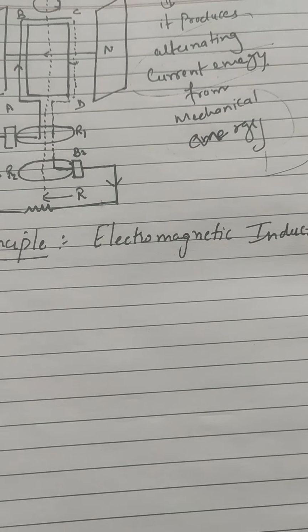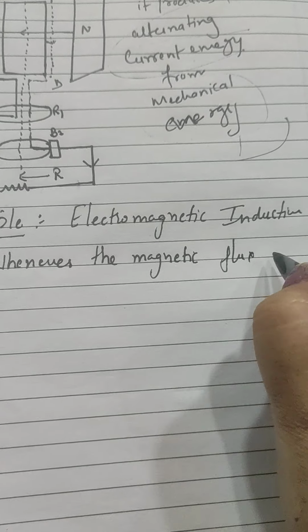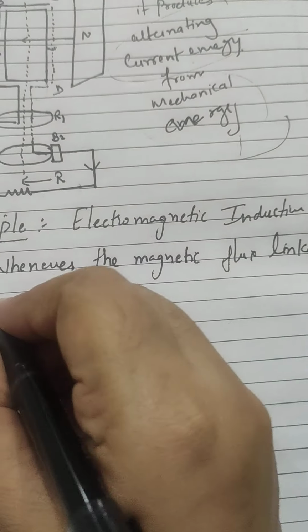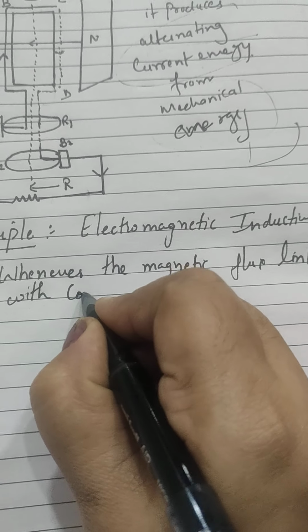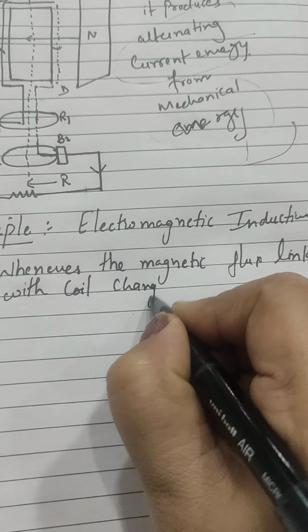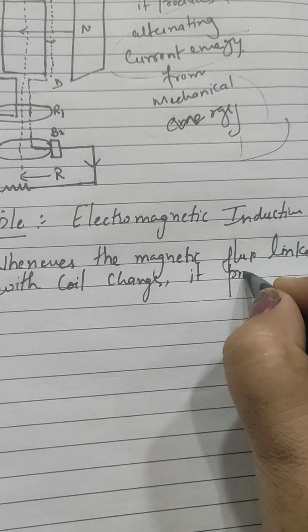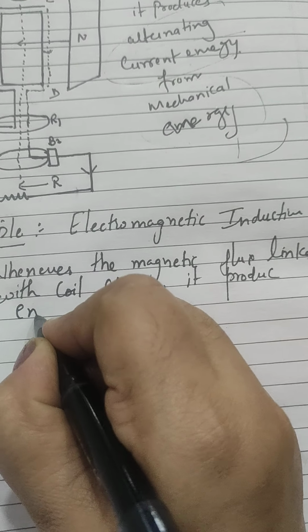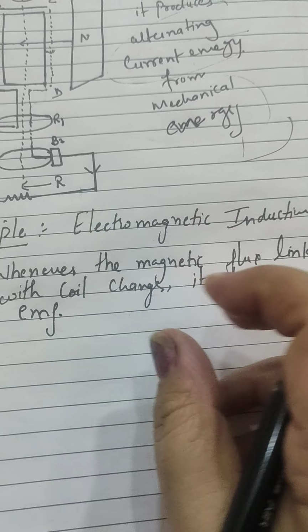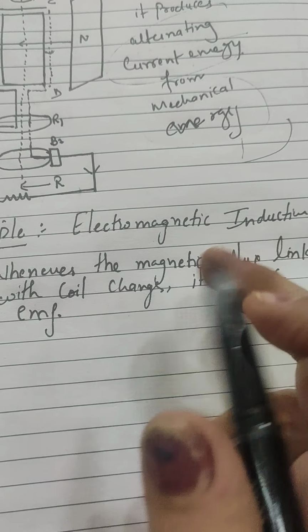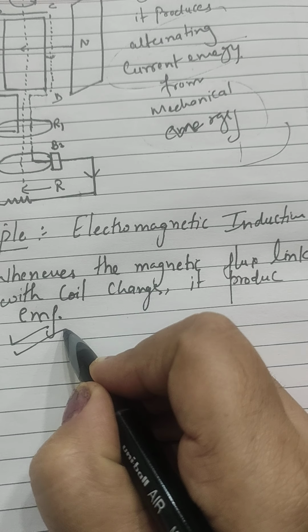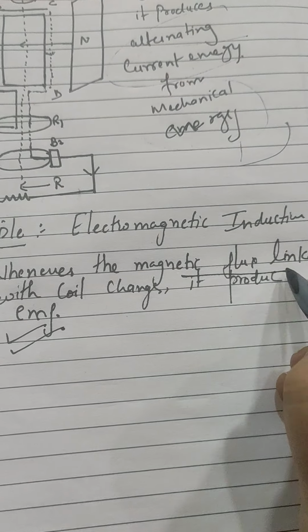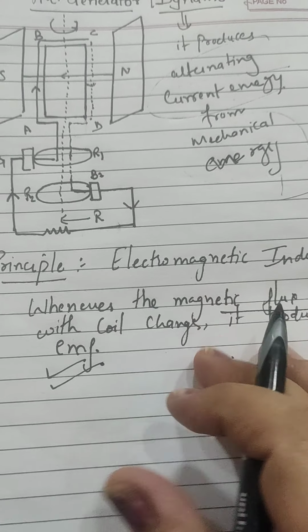So I would write it: whenever the magnetic flux linked with a coil changes, it produces an EMF, induces an EMF. That is known as electromagnetic induction, and this induced EMF lasts as long as there is a change in magnetic flux. Now let us first understand the construction.